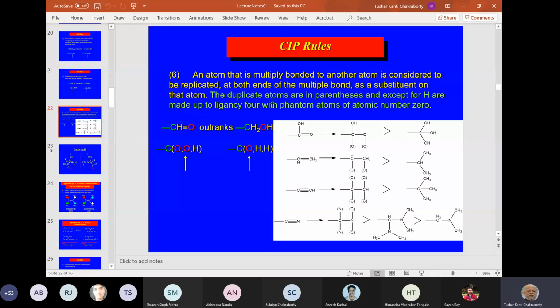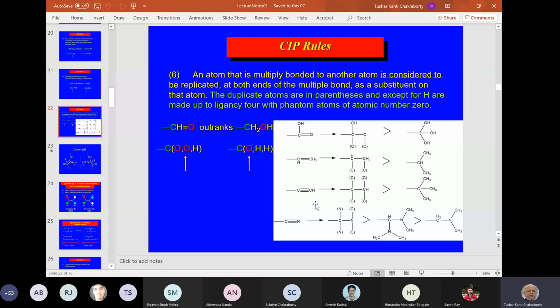Okay, so it is considered to be replicated at both ends of the multiple bonds. Whether you have multiple bonds between carbon and carbon, or carbon and oxygen, it is replicated on both sides. Okay, yeah.